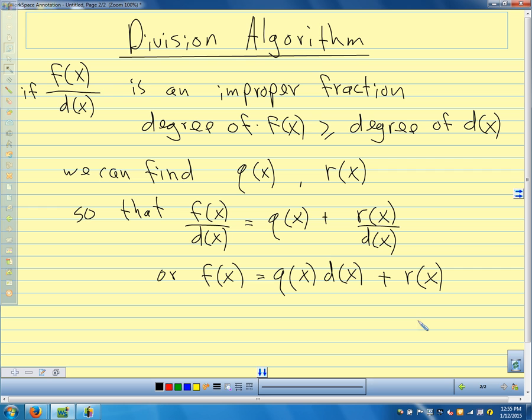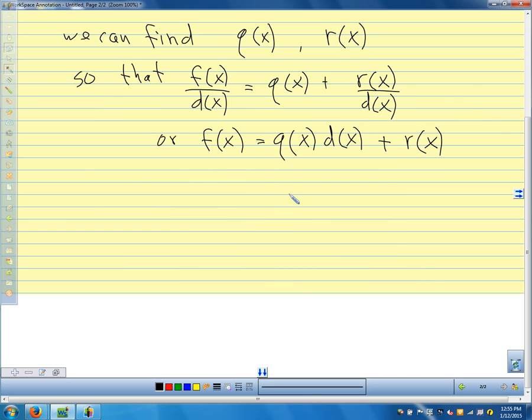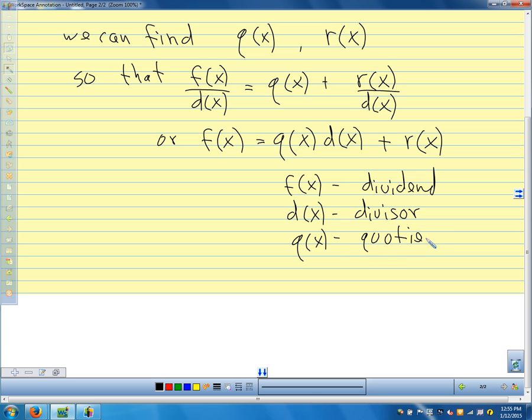So what if you don't have an improper fraction? If you don't have an improper fraction, then you don't divide. All of these things have special names. F of x is the dividend. D of x is the divisor. Q of x is the quotient. And r of x is the remainder.